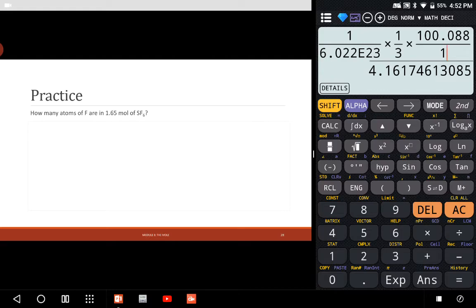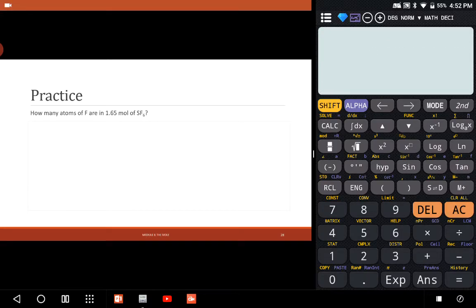Okay, here is a practice problem for you. Go ahead and pause the video and try to work out on your own how many atoms of fluorine are in 1.65 moles of SF6. Unpause the video when you are ready to continue.